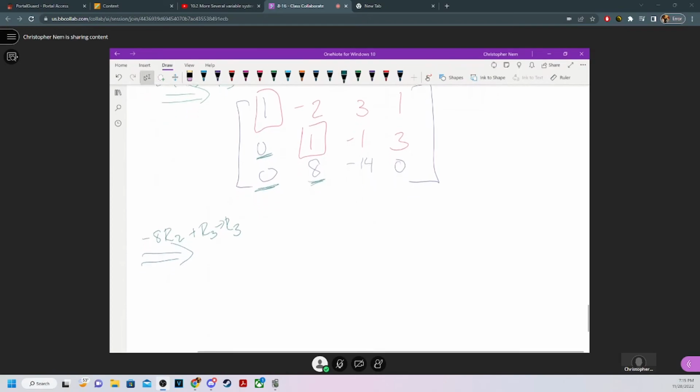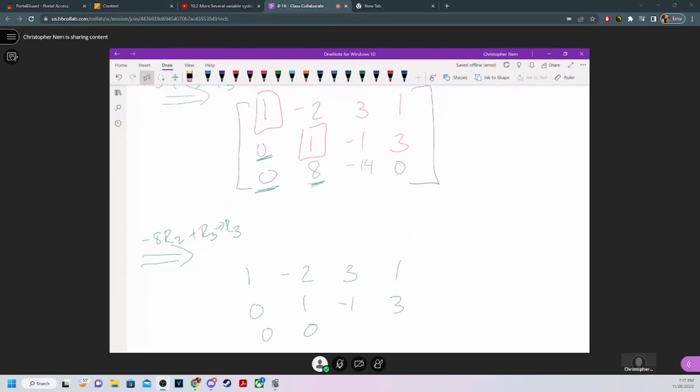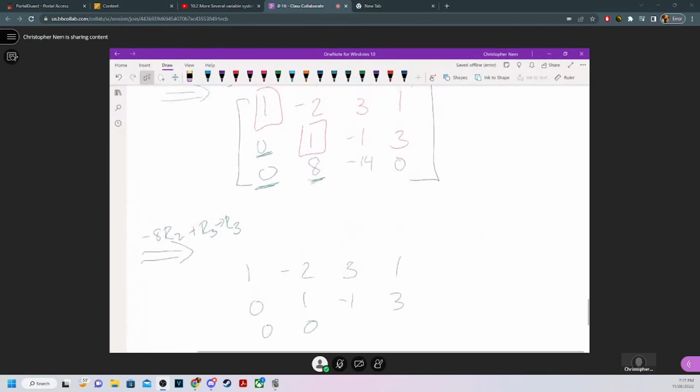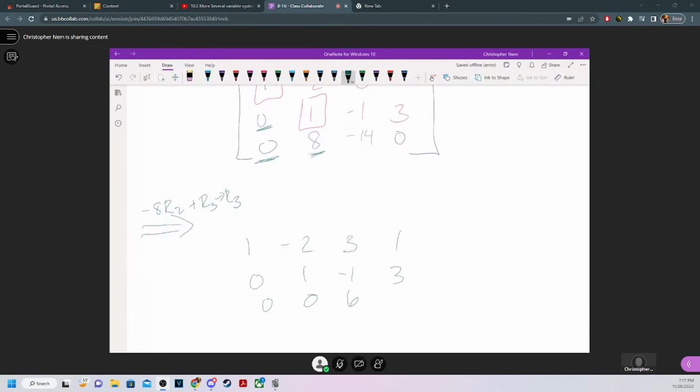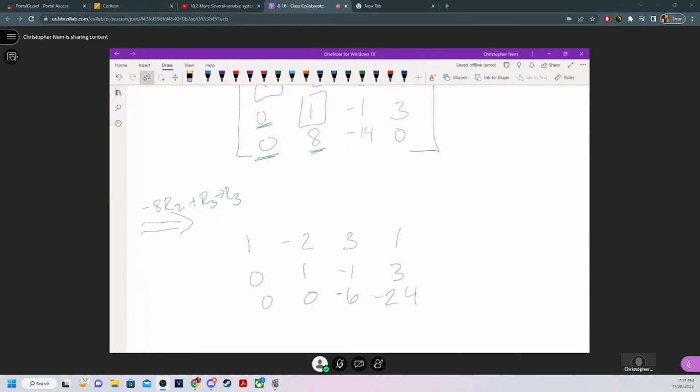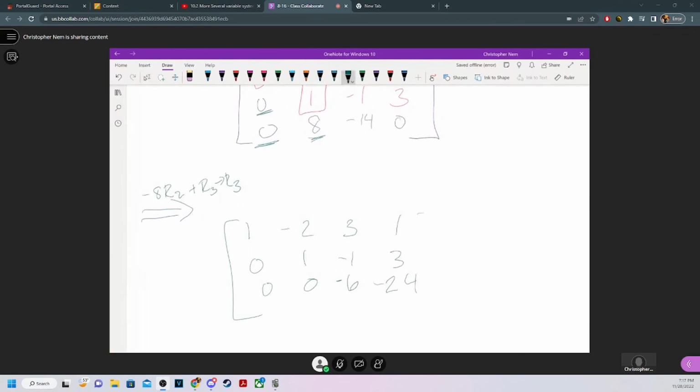So now I have 1, -2, 3, 1, 0, 1, -1, 3, 0, 0. That is -8. So this becomes 6. And then -24 plus that, that's -24, I'm sorry. Boom. -8. Yep. So we have this matrix right here.